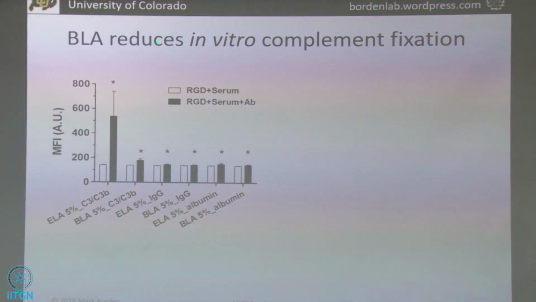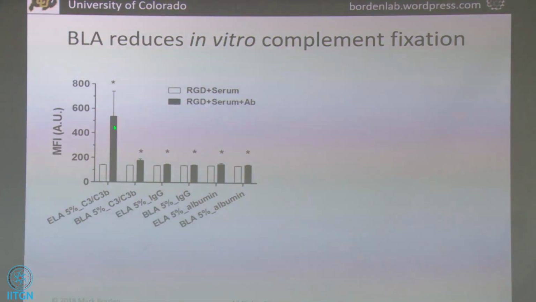So we showed that the buried ligand architecture reduces in vitro complement fixation. We mixed it with complement-preserved blood, and then looked at various different molecules at the surface: IgGs, albumin, and complement C3, C3b. We buy antibodies that are fluorescently tagged and do flow cytometry to see if these proteins are present on the bubble after you incubate in the blood. And we see, with RGD plus the serum plus the antibody, a significant amount of binding on the bubble surface.